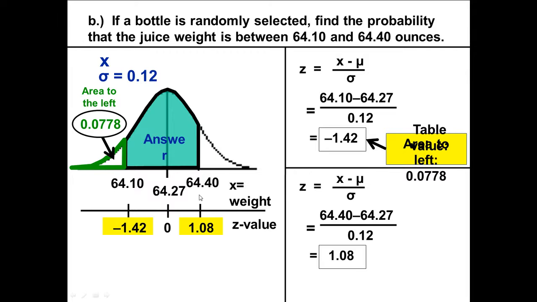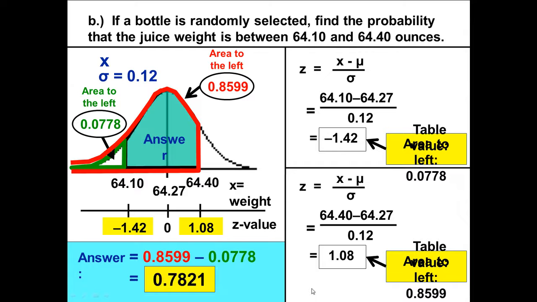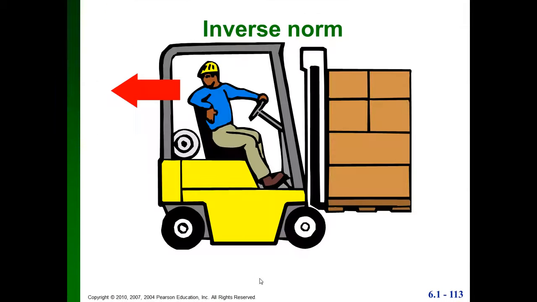And you find that area. Go to the tables and find that area on the left side. Now what we're going to do is take the big area minus the small area, and that gives us the area in blue. So we subtract the two, and we get 78.21%, which is your answer.